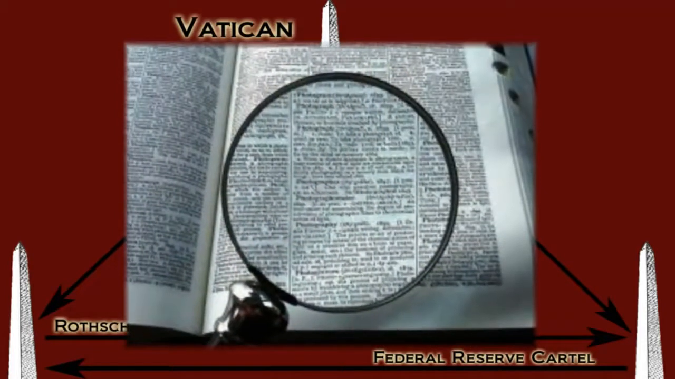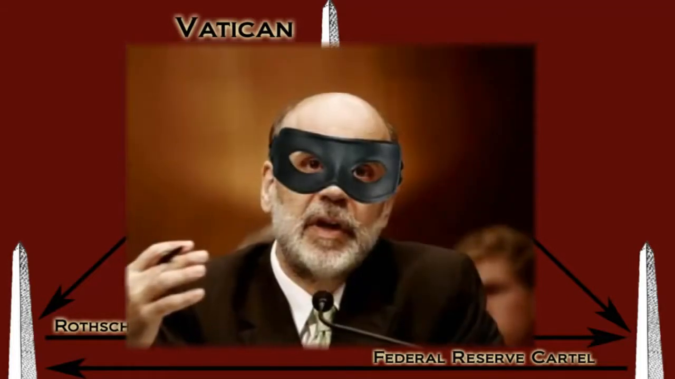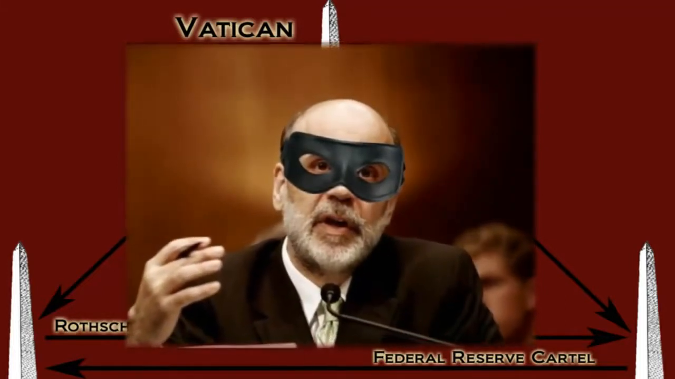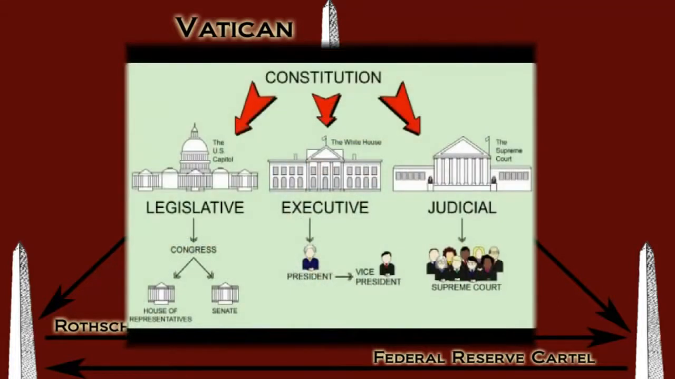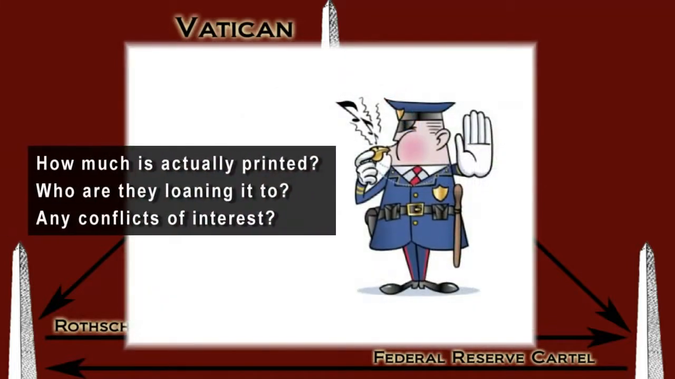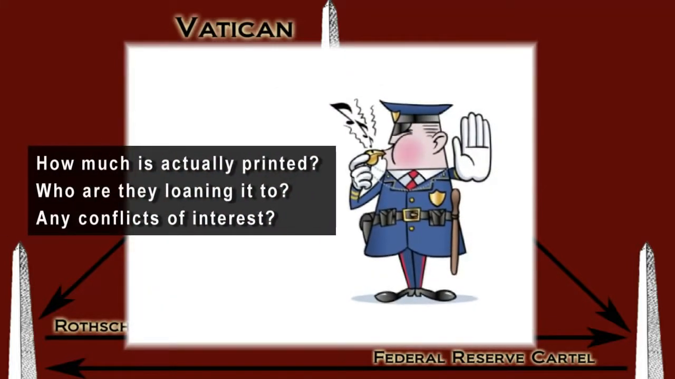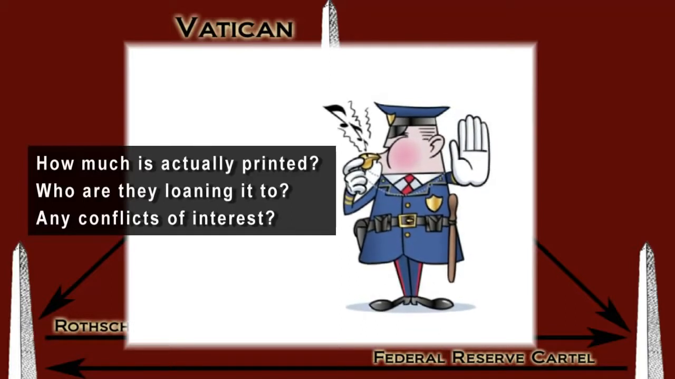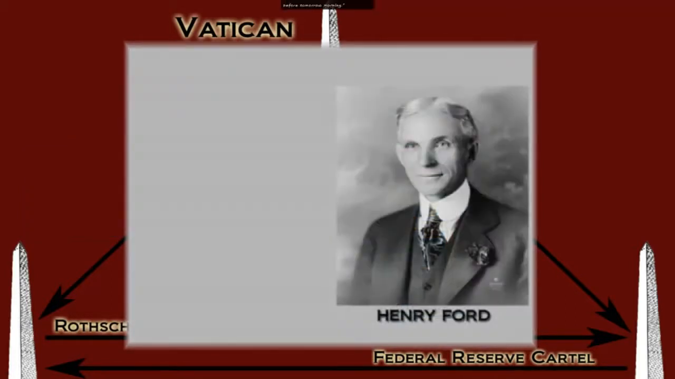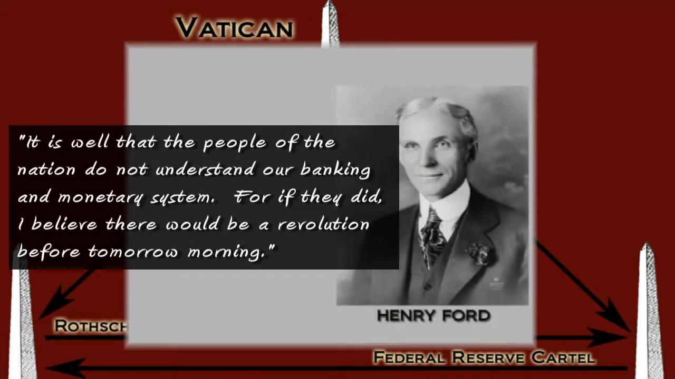Regardless of whatever is written in code, the Federal Reserve really has no oversight, and they are not really bound by a checks and balance system like the three branches of our government. So without audits, it's impossible to know how much the Federal Reserve is actually printing, who they are loaning it to, and any potential conflicts of interest. Henry Ford said about the Federal Reserve, "It is well that the people of the nation do not understand our banking and monetary system, for if they did, I believe there would be a revolution before tomorrow morning."